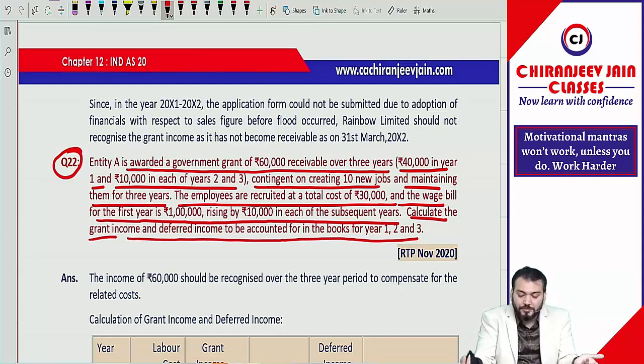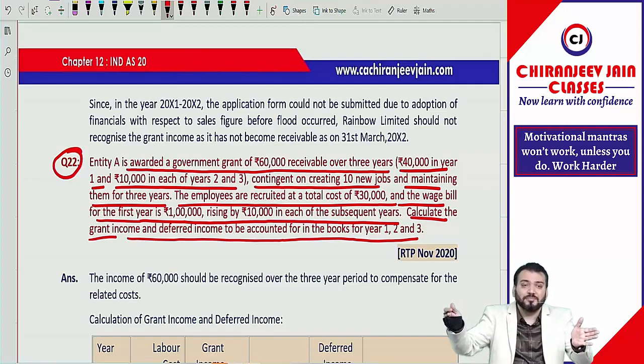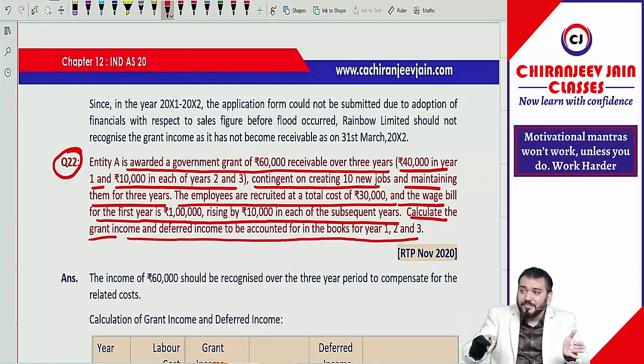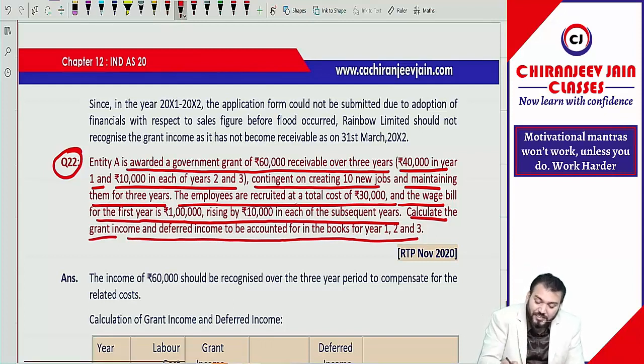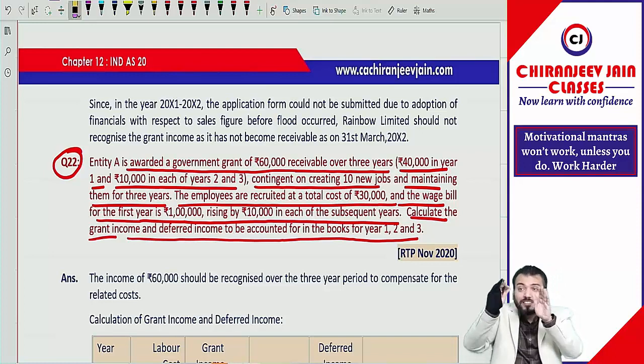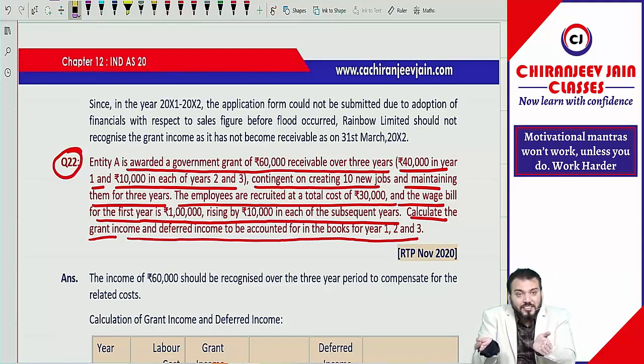What is your doubt? Now say. This job needs to be maintained over 3 years. Means whatever employee you have hired, they should remain in employment over the 3 years. That employee should not be fired before what? 3 years. You need to maintain that job for how many years? 3 years. That is the condition. This is the condition of grant. Understood? Correct? And for the maintaining, you have received a grant of 60,000 over 3 years. Understood?